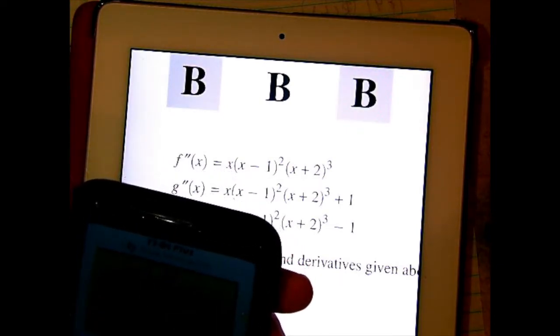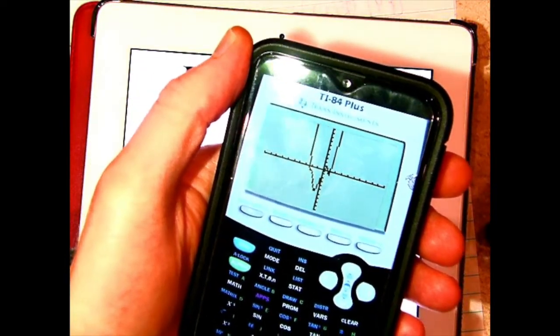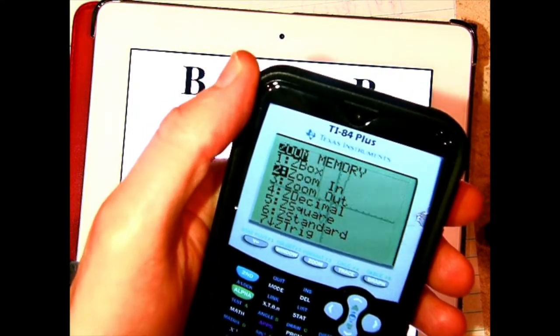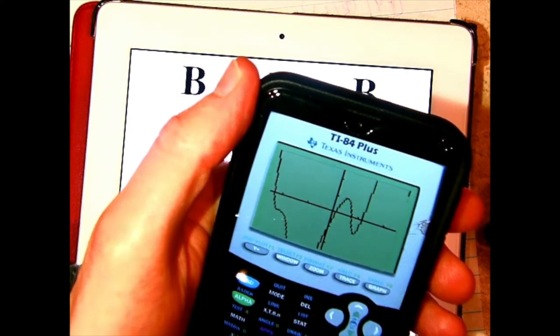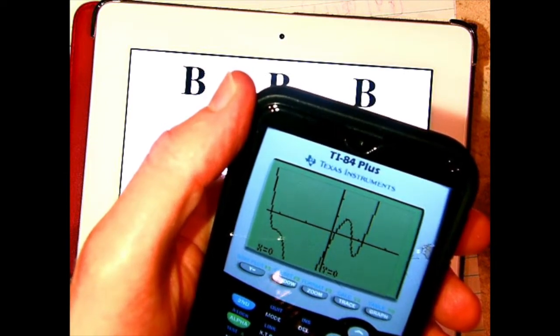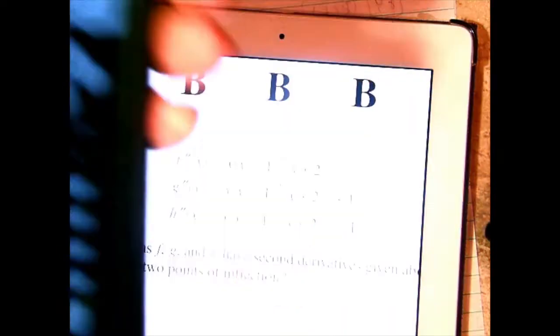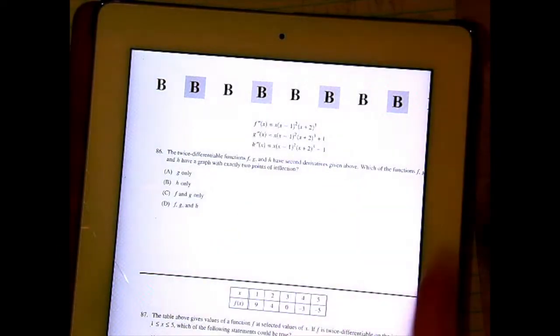Okay, so it looks like the graph changes sign 3 times. I actually do want to zoom in a bit more. Once there, a second time, and then a third time. Oh, 4 times actually. So this thing actually has 1, 2, 3, 4 points of inflection. So h does not have 2 points of inflection, it actually has 4, so the correct answer is C.